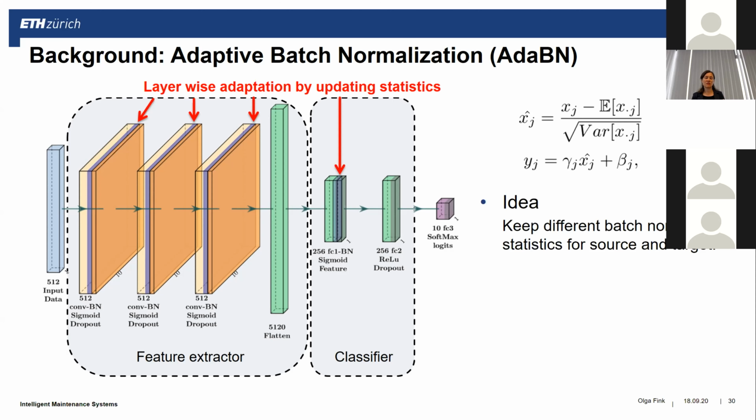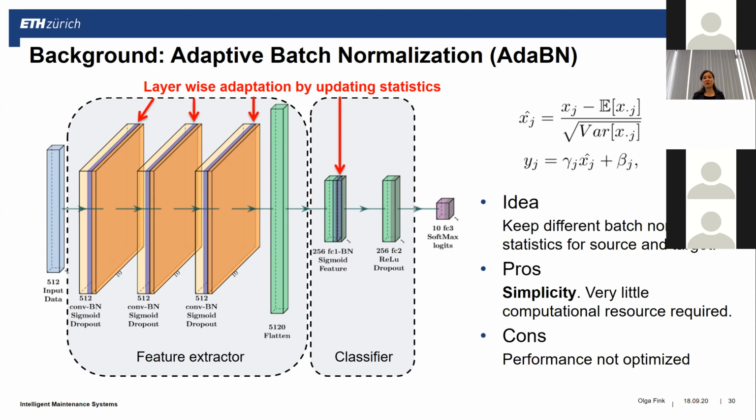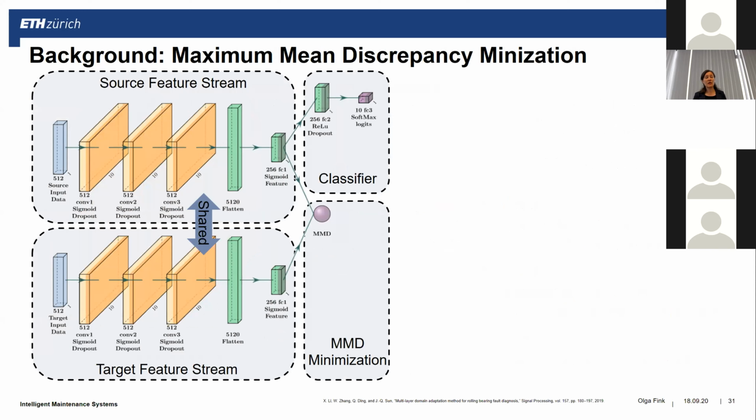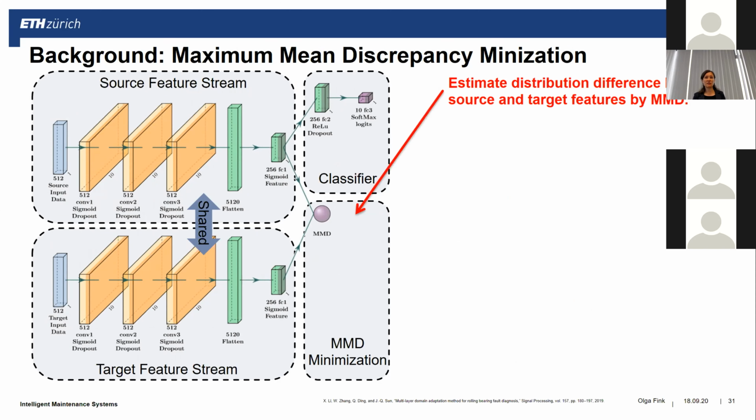Another way to apply domain adaptation is maximum mean discrepancy minimization. The idea here is that we can estimate the distribution difference between the source and the target with the maximum mean discrepancy and add it to the loss to be minimized. And of course, it performs quite well since it directly estimates the distance between the source and the target distribution. But on the other hand, it's quite computationally expensive.